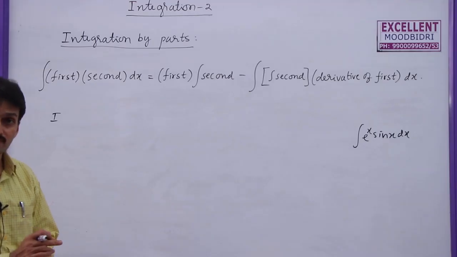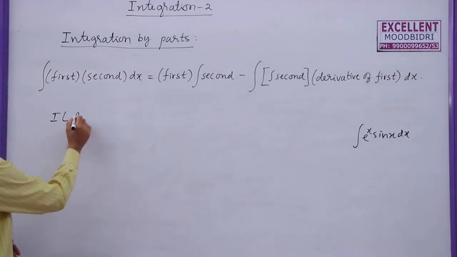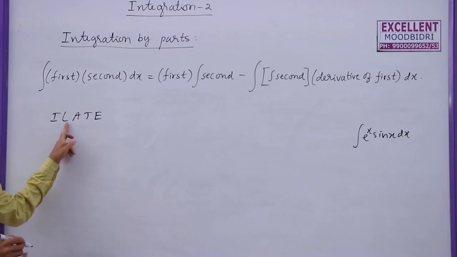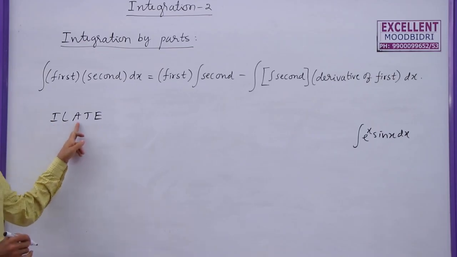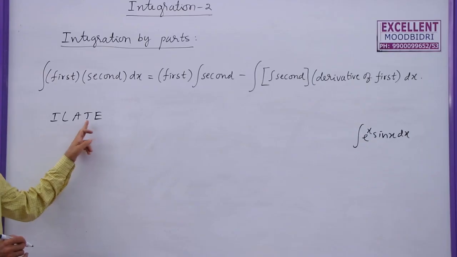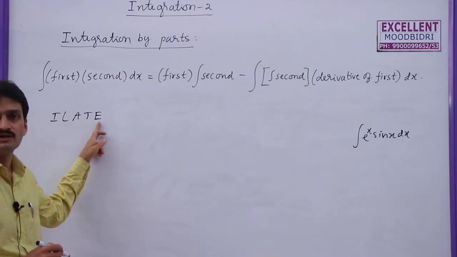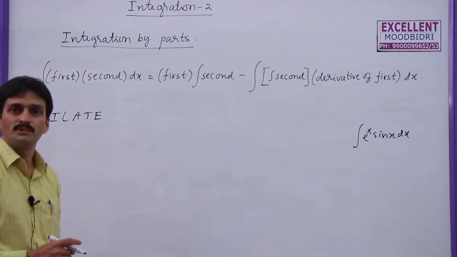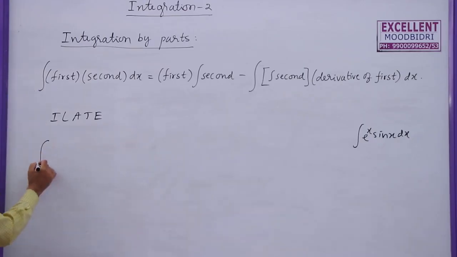You should choose the first function according to this rule, ILATE, where I is inverse function, L means logarithmic function, A algebraic function, T means trigonometric function, and E exponential function. So choose the first function according to this order of priority. We shall see one example now.